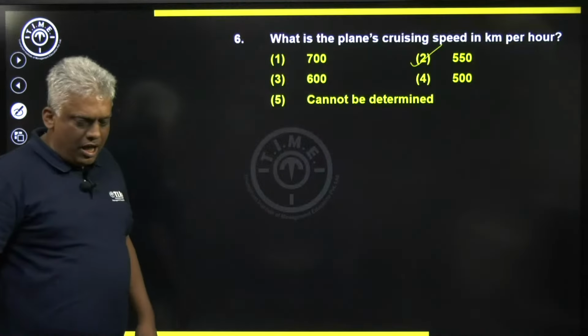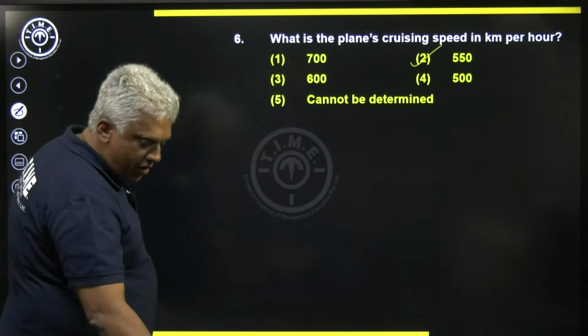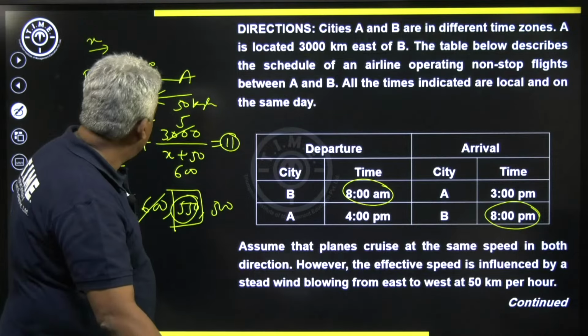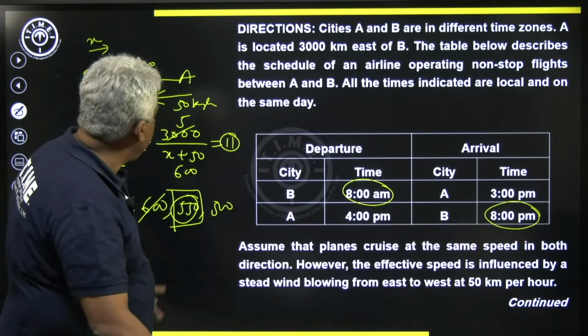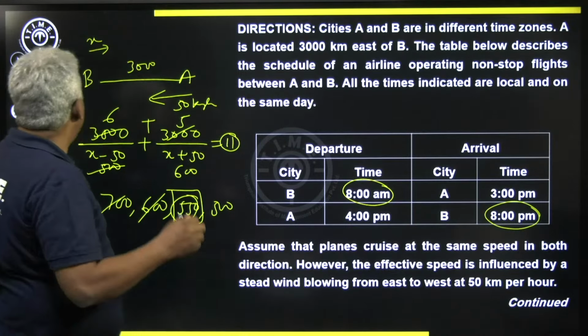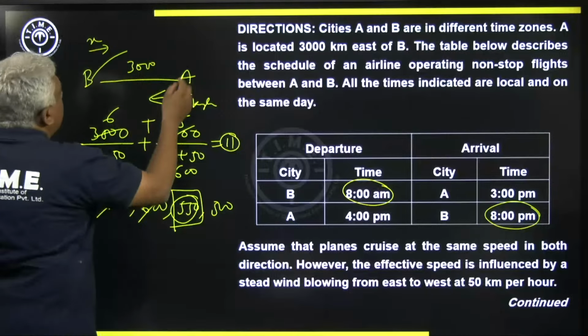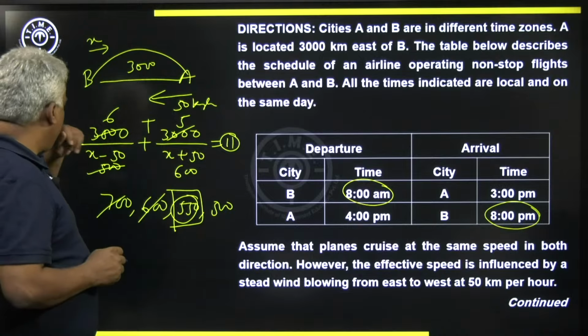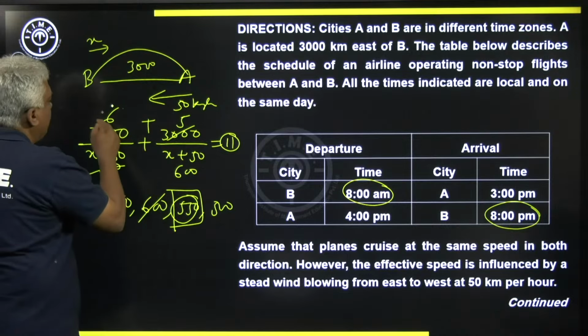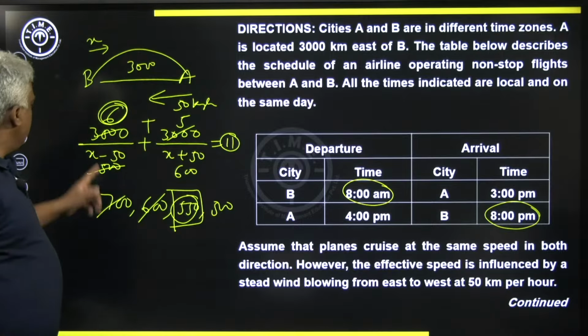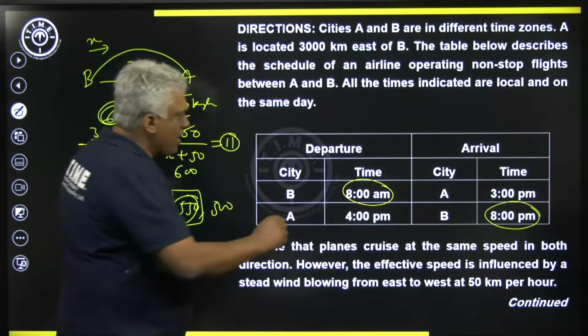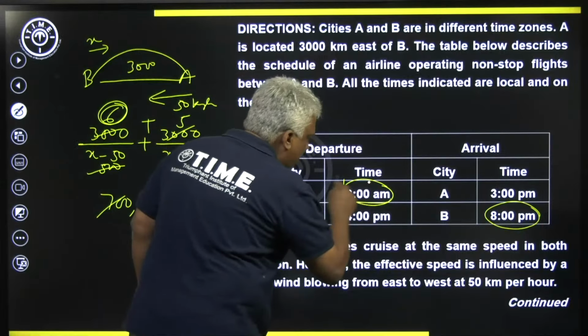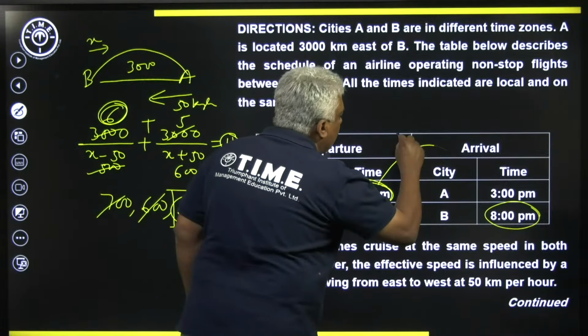Is it clear? Now the second part we did. Our first part will be now easy, right? Now 550 is the speed of the plane. Now we know that from B to A, how much time is it taking? 6 hours. From B to A, the plane is taking 6 hours. So if it started at 8 a.m., it should reach after 6 hours.